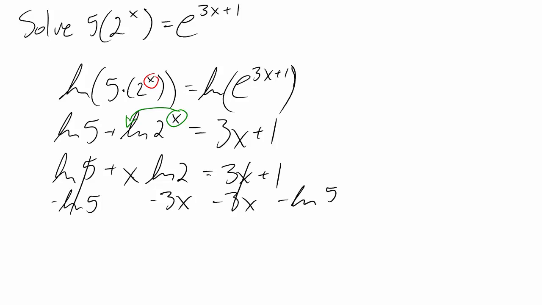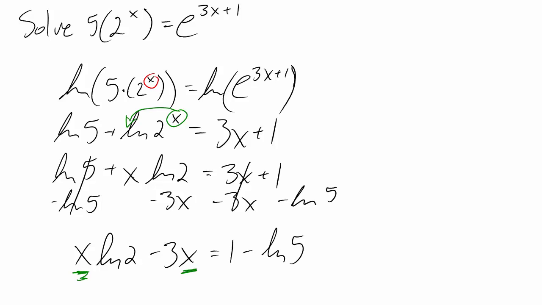So we're left with x natural log 2 minus 3x to equal 1 minus natural log 5. This may not seem like much of an improvement, but there is a nice benefit here, and that comes from the fact that we've got both x's on the same side, so we can now actually go back to some Algebra 1 skills and factor it out.